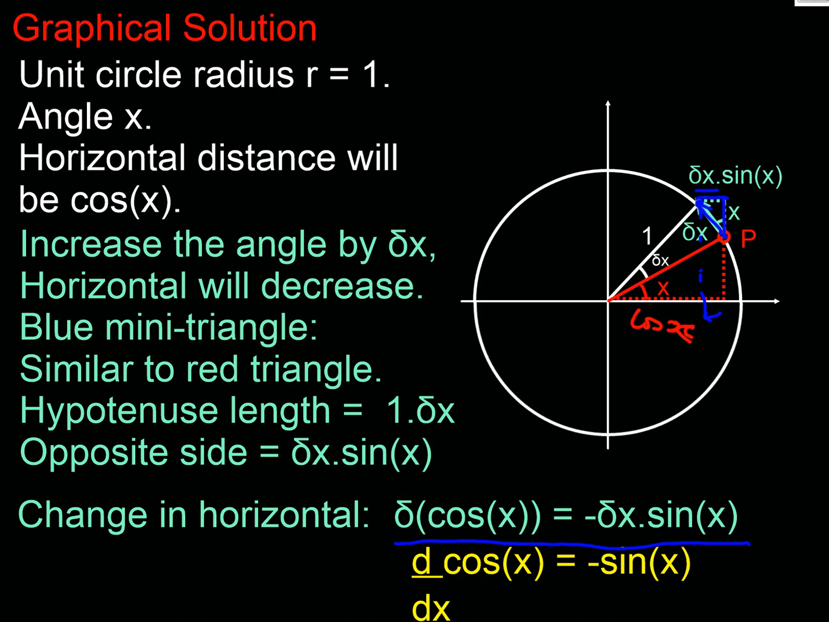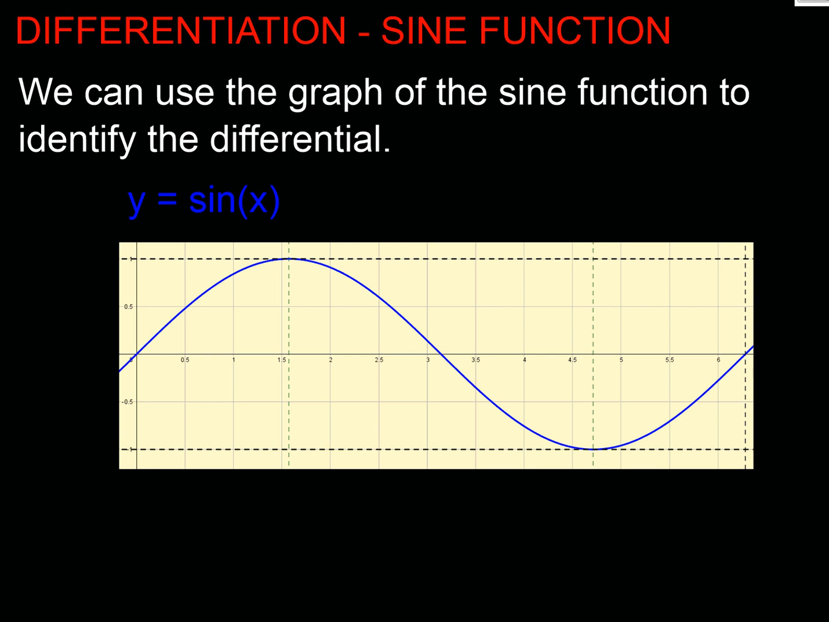And if we divide that by delta x and then limit delta x to 0, we see that we've got this relationship at the bottom, that the differential of cos of x is minus sine of x. So that will make sense with what we saw at the graph. Okay, now we can speed up a bit because the sine curve's going to look awfully similar here.